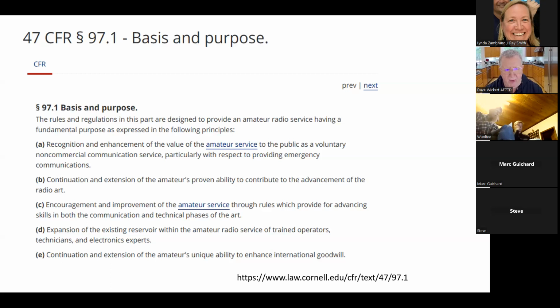The third thing, why amateur radio exists and why the FCC regulates the amateur radio service, is because we like advancing our own skills toward the communications and technical phases of the art. That means me as an amateur radio operator, I have an interest in becoming better and better at communicating and using technical equipment, and the FCC helps regulate that to make sure that process is as straightforward as possible.